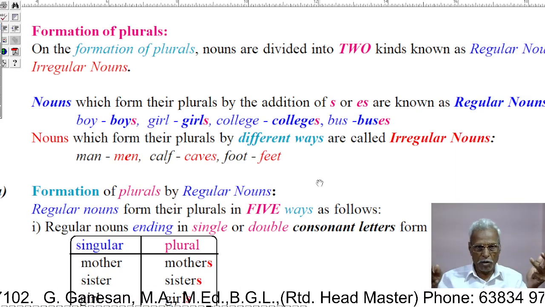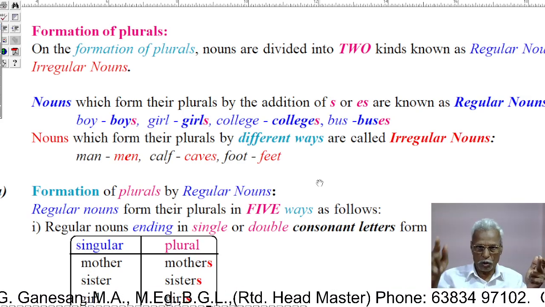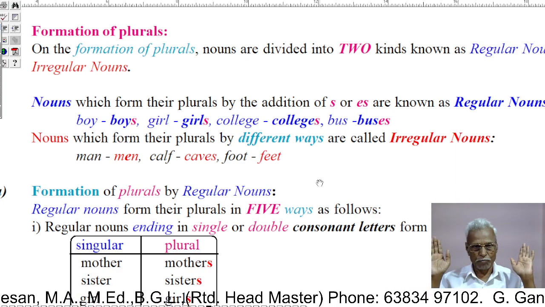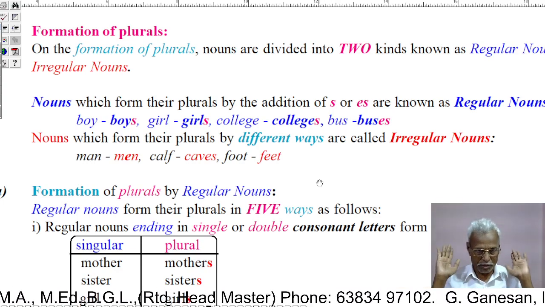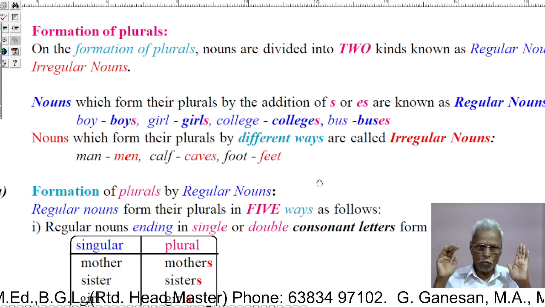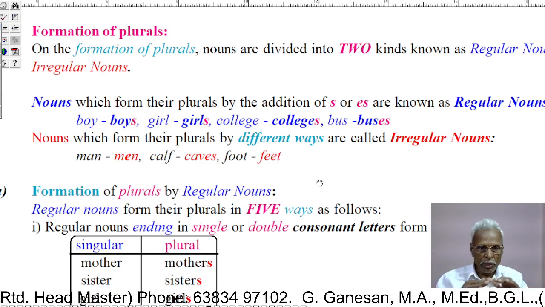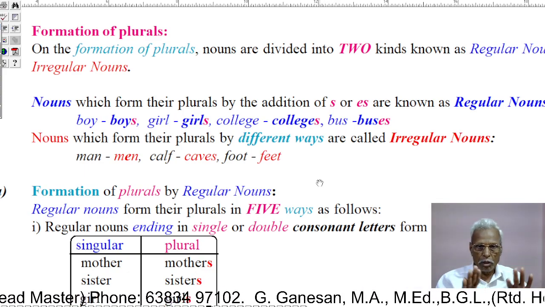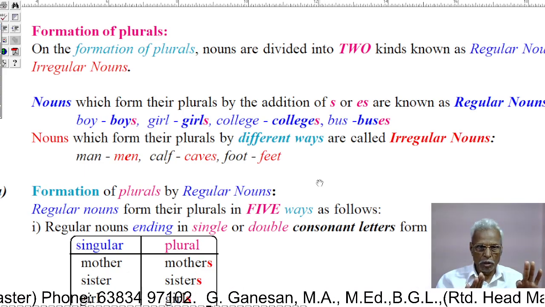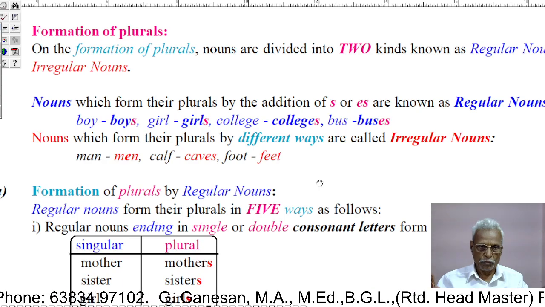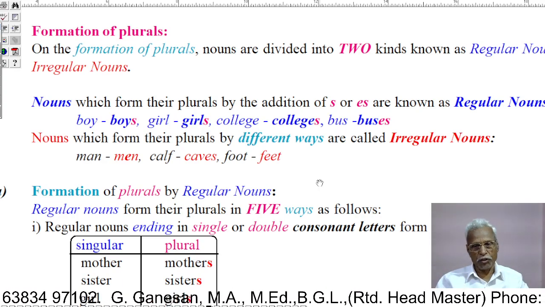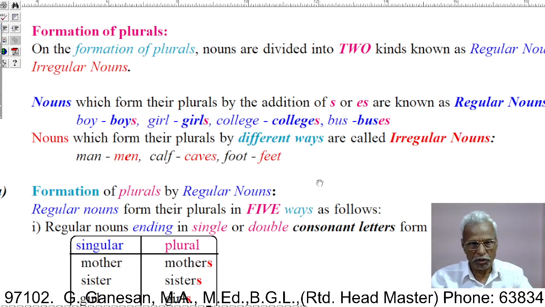Regular nouns: boy, boys; girl, girls; college, colleges; bus, buses. Here s or es has been added. Nouns which form the plurals in different ways are called irregular nouns. See, man, men; cow, cows; foot, feet. They form their plurals in a different way.